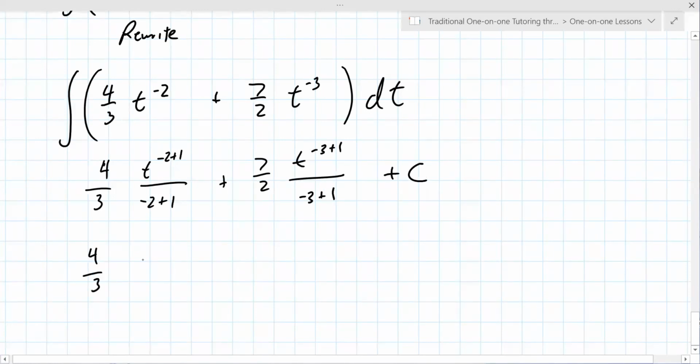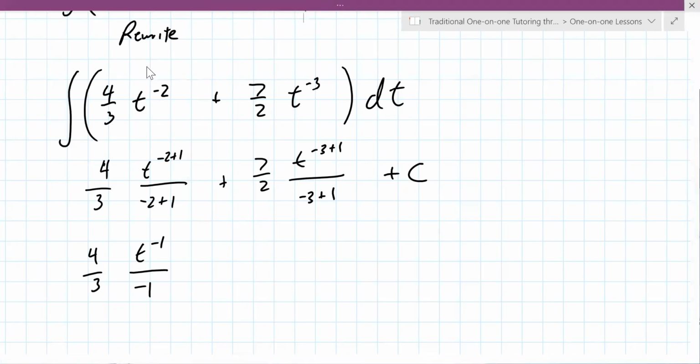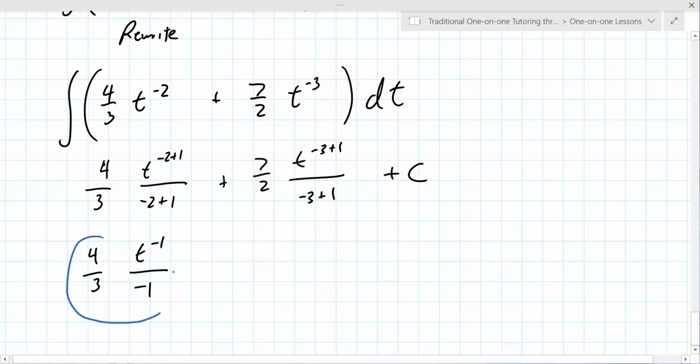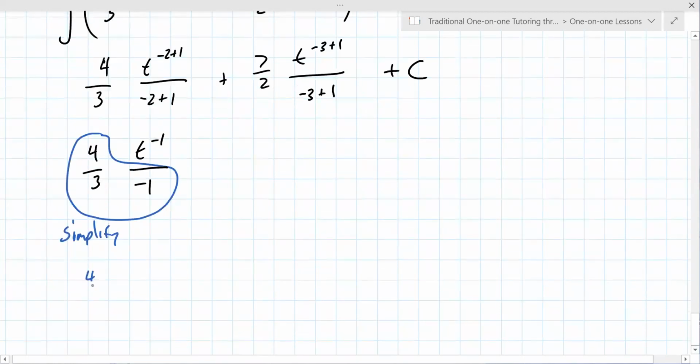So t minus 2 plus 1 is t to the minus 1 over minus 1. And the next thing to do is you have to be able to simplify this. Is it like -1 over times 3/4? Well, it's like this. There's really a 1 here, so it's 1 over -1. So it becomes 4 over -3, which becomes -4/3.